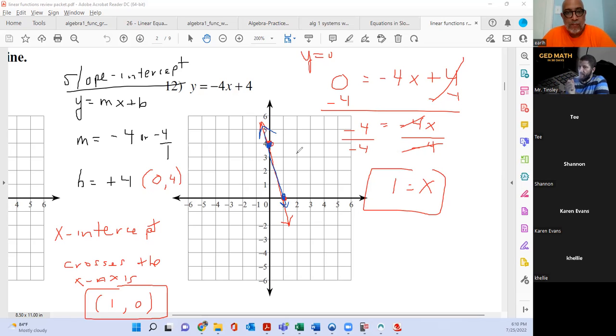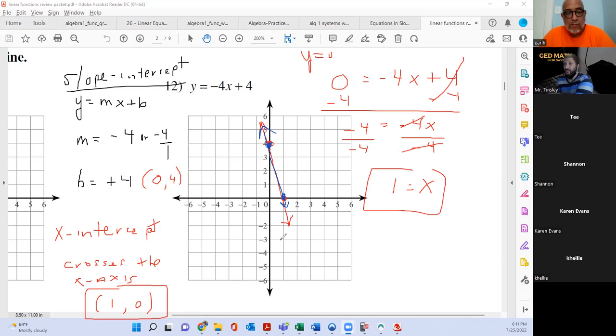So if you're taking TASC or if you're taking a HiSET, you do have to know what the x-intercept is. But by definition, always go from what you know. The y-intercept is where it crosses the y-axis and where x is equal to 0. The x-intercept is where it crosses the x-axis and where y is equal to 0.